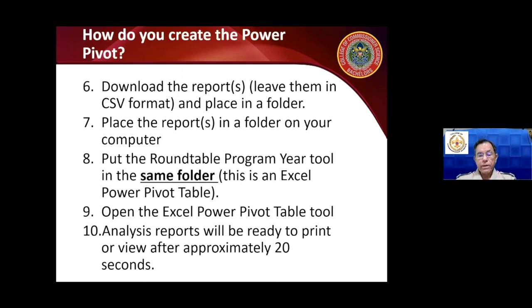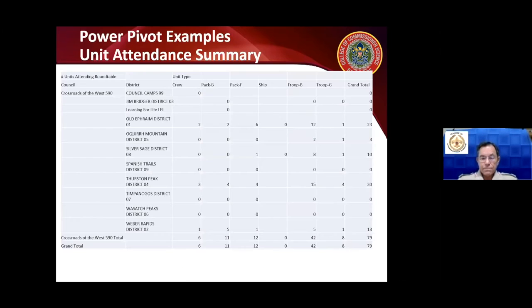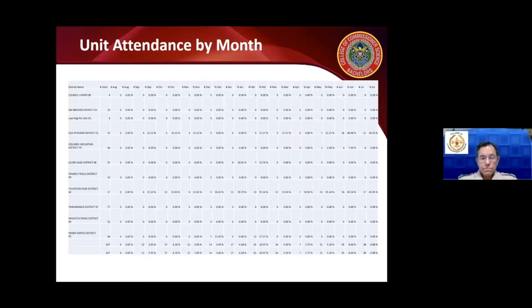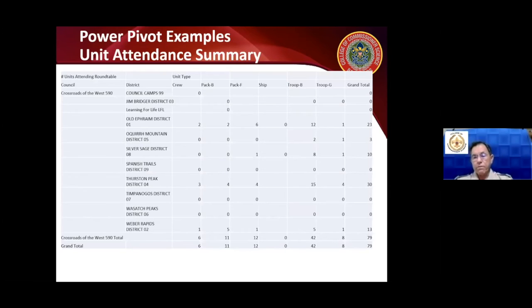Now you're going to open that pivot table tool. Once you open it, it takes about 20 seconds for the table to run, and it'll put the data into the following format for tables. So here is the unit attendance summary.